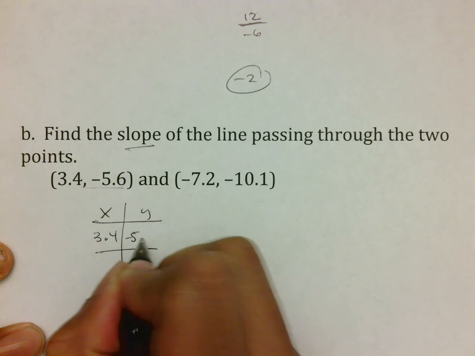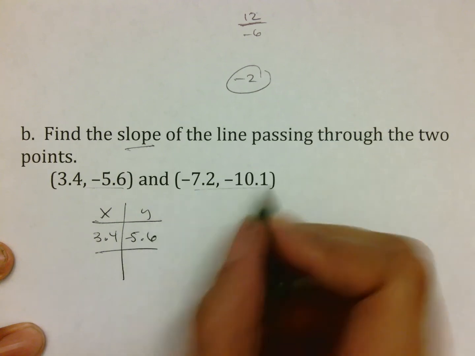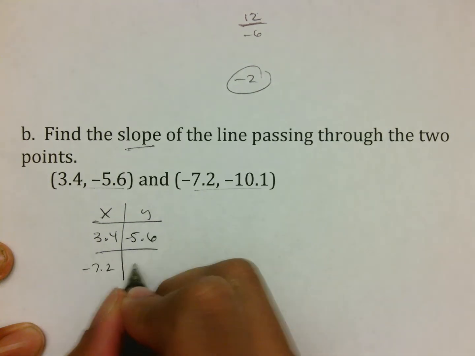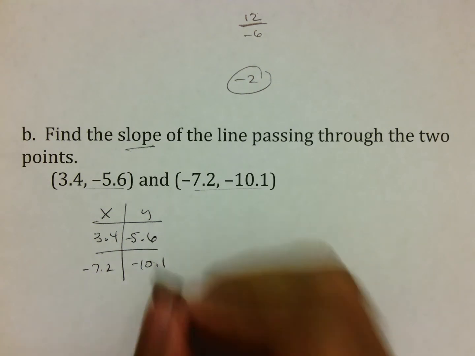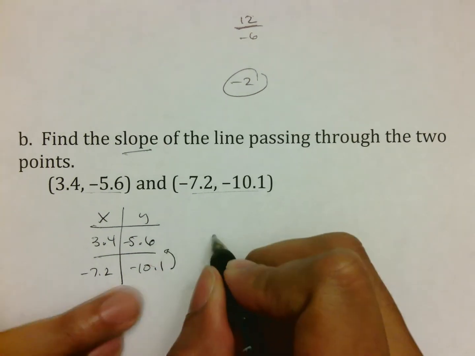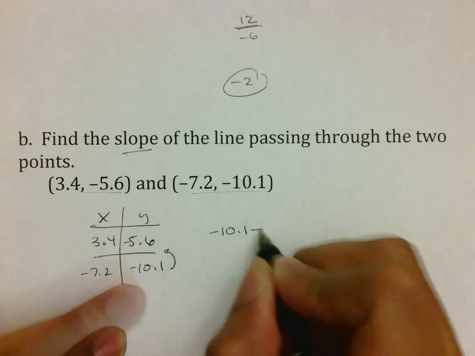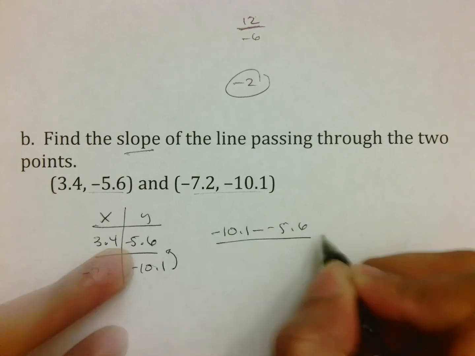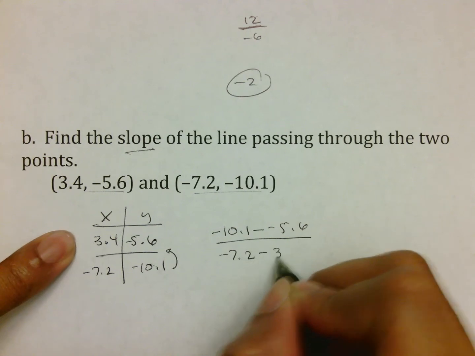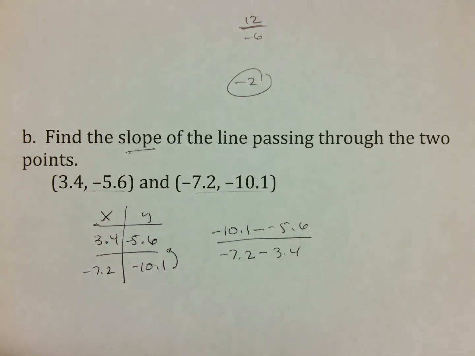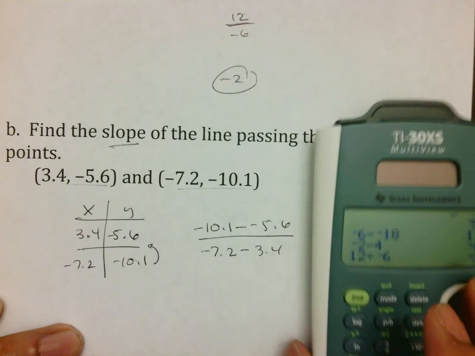3.4, -5.6. Then we're going to take that, -7.2, -10.1. And now that it's in table form, again, we follow the pattern that we've learned, which is -10.1 minus -5.6 over -7.2 minus 3.4.